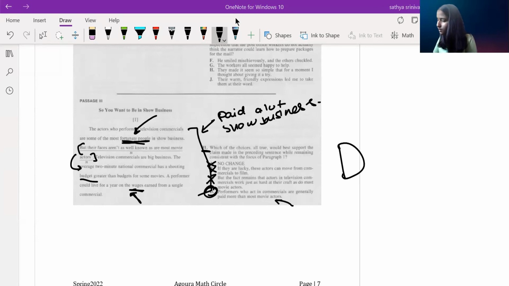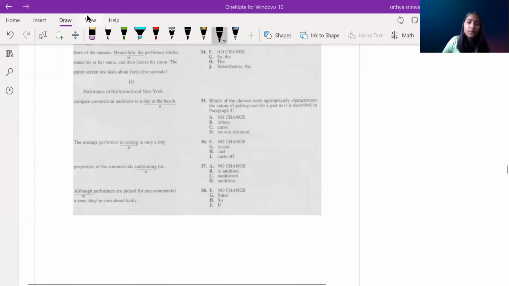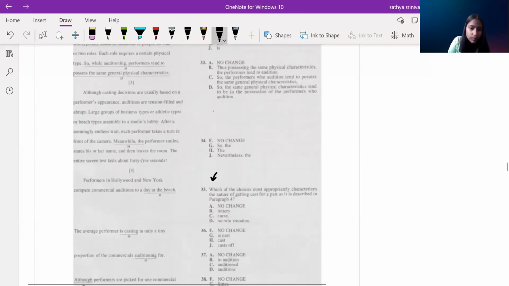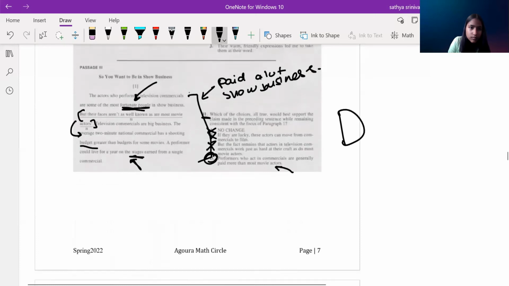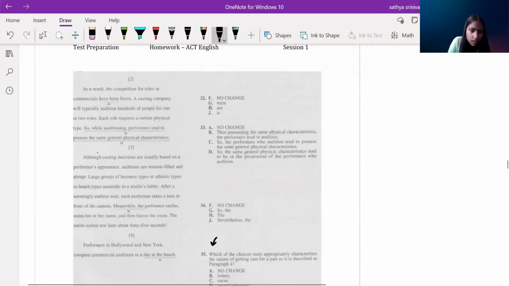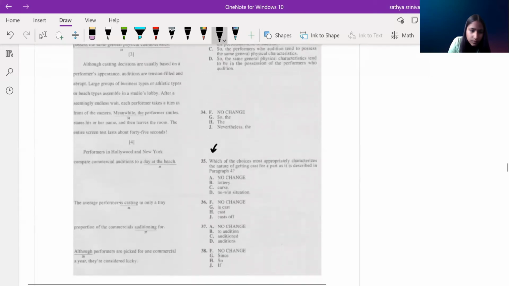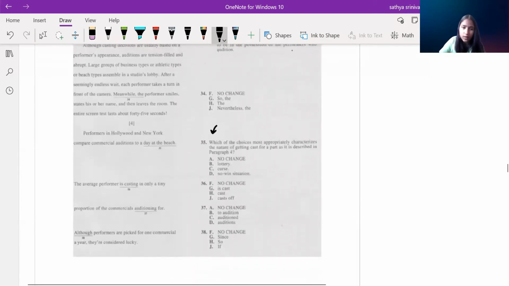Okay. Then 35. Performers in Hollywood. Okay, so this question is asking which of the choices most appropriately characterizes the nature of getting cast for a part as described in paragraph 4. Right? So this is paragraph 4. So this is the question that we're looking at, so let's just skip this sentence and then read the rest.